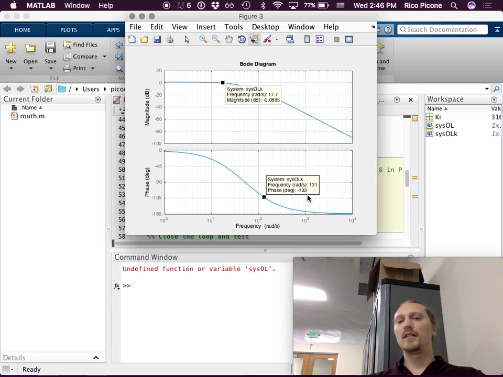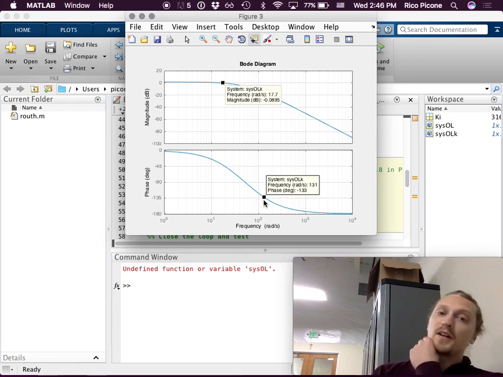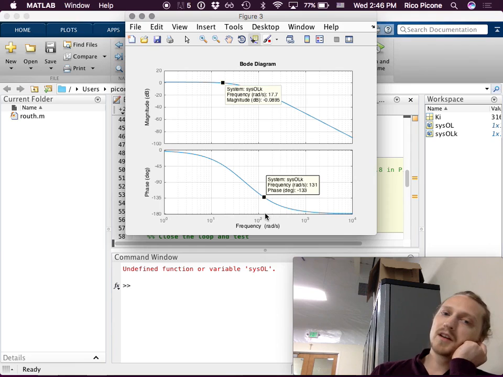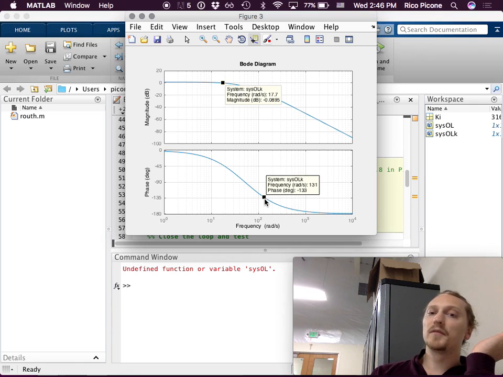Within the accuracy of these points, I could get a little closer if I put more points in my Bode plot. So I want a phase margin of 48 degrees. I need to be 48 degrees above negative 180, and I need to find out at which frequency that occurs. This is where I want my phase margin to be, approximately. If I took 180 minus 48, I'm going to get 132, right?